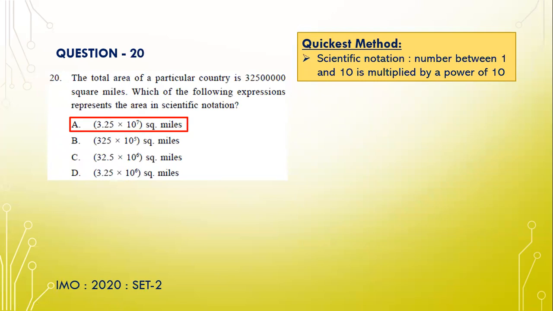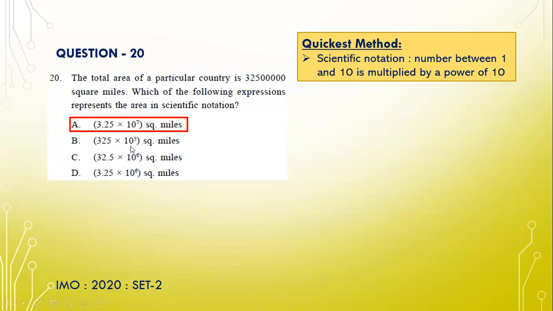The total area of a particular country is 325,000,000 square miles. Which of the following expressions represent the area in scientific notation? So scientific notation is a number between 1 and 10 multiplied by a power of 10. So what is the number between 1 and 10? 3.25, isn't it? 3.25 will be the number between 1 and 10 into 10 raised to 7, is it?